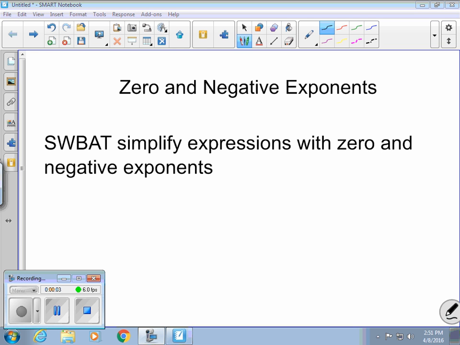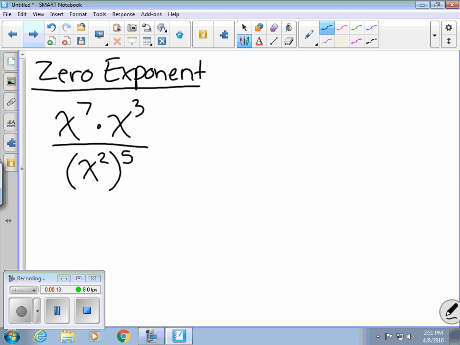This is zero and negative exponents. Today, students will be able to simplify expressions with zero and negative exponents. So the first thing that we're going to look at is the idea of a zero exponent.